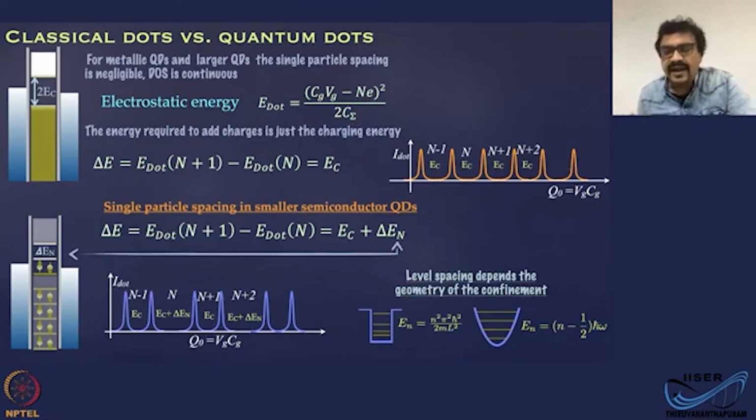So the energy required to add an electron onto the dot is the energy difference between the states N plus 1 and N, and from a direct substitution you can realize that this is nothing but the charging energy. That means the same amount of energy is required to add charges or electrons successively. And the Coulomb blockade oscillations that we discussed are basically the oscillations in the current, and every peak represents two charge states degenerate, and the number of peaks represents the number of electrons that you have added or removed from the dot.